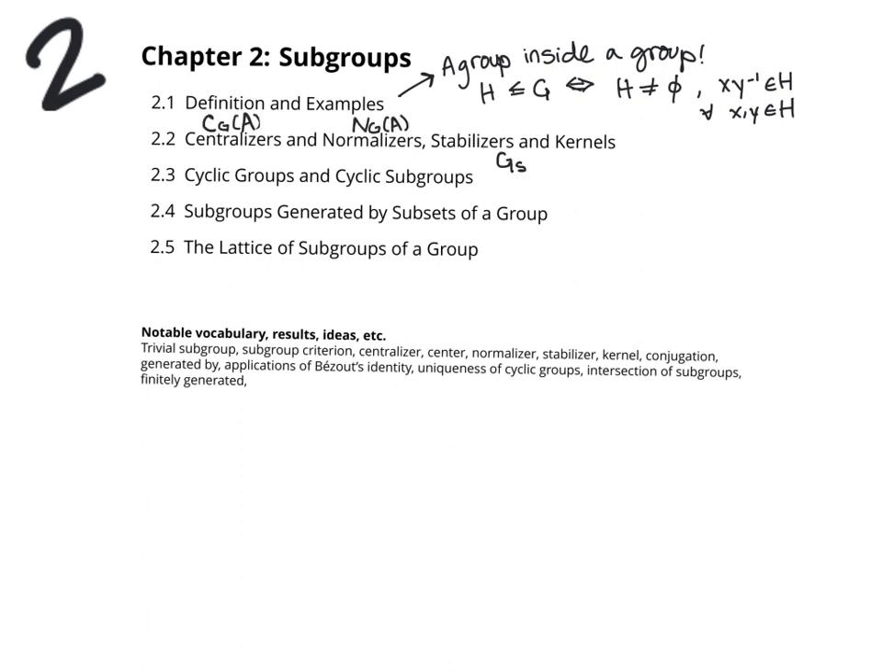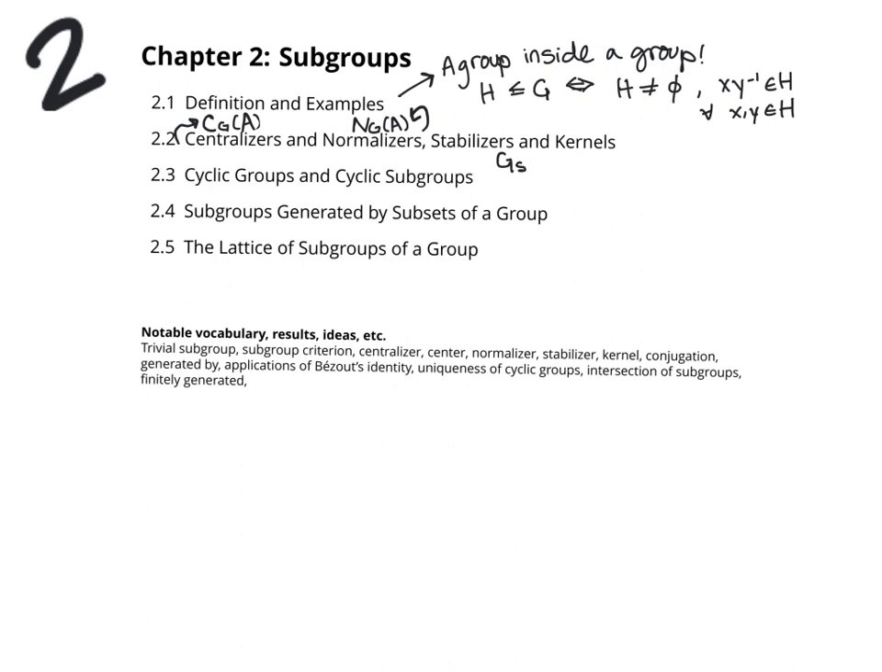Some of our fun and interesting examples of subgroups include centralizers, normalizers, stabilizers, and kernels. Okay, centralizers: the centralizer of a subset or of an individual element. That's just the stuff that commutes with everything in the subset, or the stuff that commutes with that one element. Normalizers, we're good with conjugation, right? That's all the stuff that when you conjugate by it, you send the subset back to itself, or you send that element back to itself.